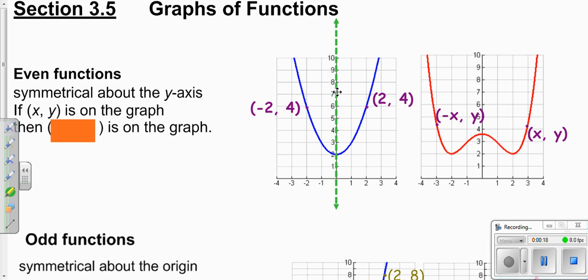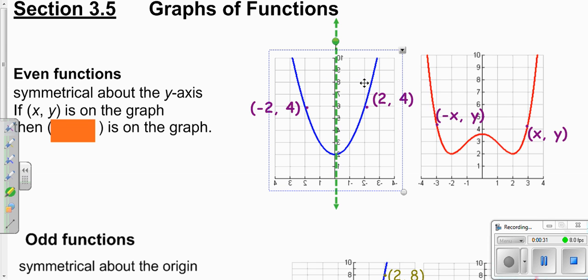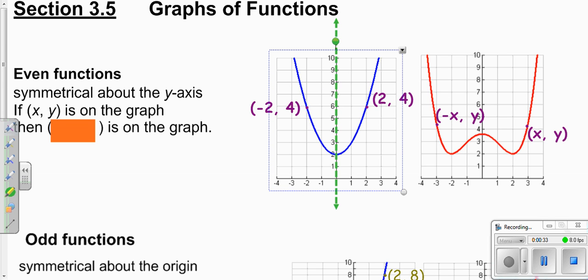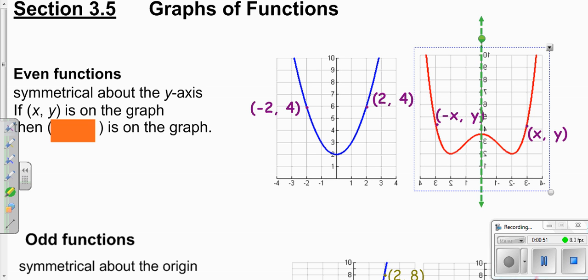If I put a dotted line here over my y-axis, you can see that it cuts my graph in half so that each side is the mirror image of the other side. So this is considered an even function because if I flip it over that, I end up getting the exact same thing. Same idea over here. It has to be symmetrical about the y-axis, and you'll notice the shape here. If I would reflect it over my y-axis, I would get this here. I would get the mirror image on each side. And you can see when I flip it, I end up getting the exact same thing.